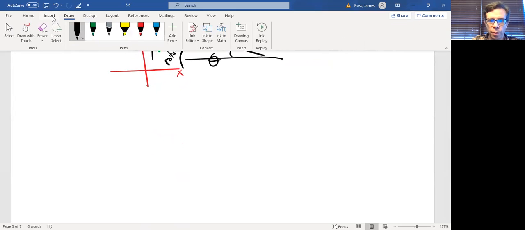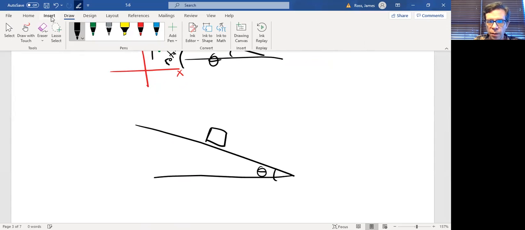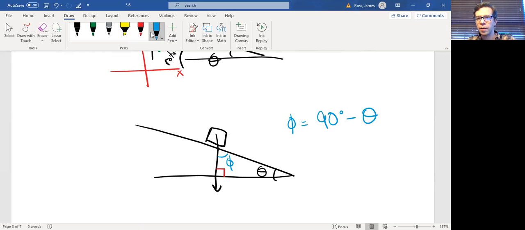So if we just look at some geometry, here's my box on a ramp. Here's my angle theta. Here's my force of gravity that's vertical. Now I can say, this is my horizontal because I'm measuring the incline of the ramp from horizontal, and this is vertical, so that makes this a right angle, which means that this angle phi is equal to 90 minus theta, because of 180 degrees in a triangle.